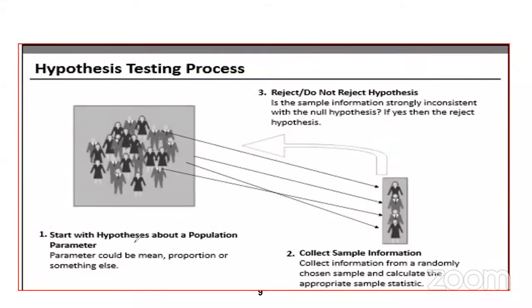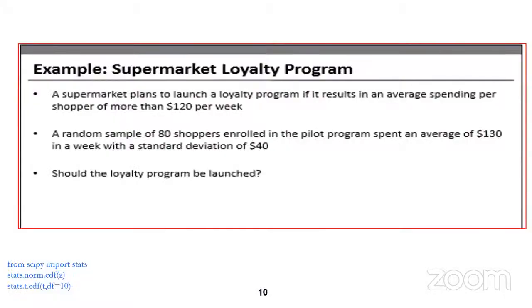So we have a hypothesis about the population parameter. From this population, we are going to select some sample information. On that sample information, we'll perform some statistical test, and then we will either reject or not reject the hypothesis over here. Right? So for understanding the steps of hypothesis test, we have this example.